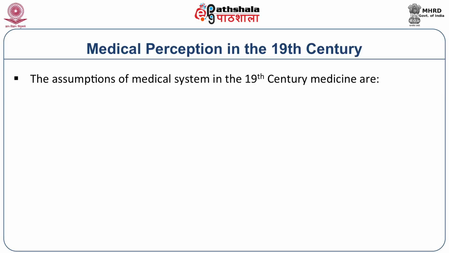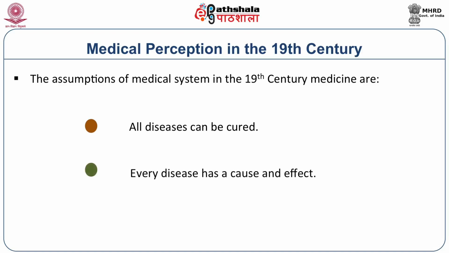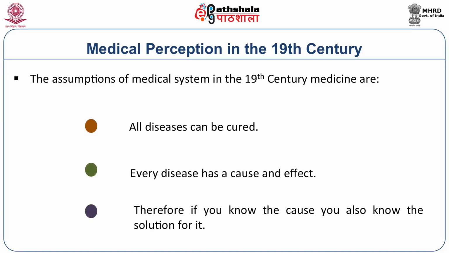The assumption of the medical knowledge system, the 19th century medicine, is that all diseases can be cured. Every disease has an etiology, meaning there is a cause and there is an effect, and therefore, if you know the cause, you also know the solution for it. Okay. So, in that sense, every disease can be cured, treated.